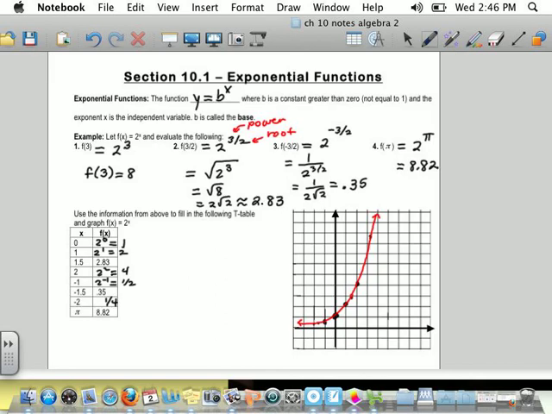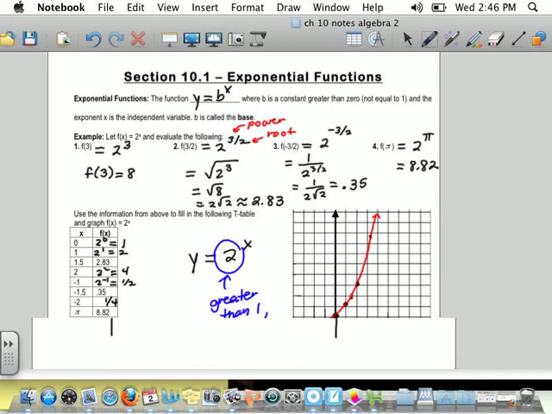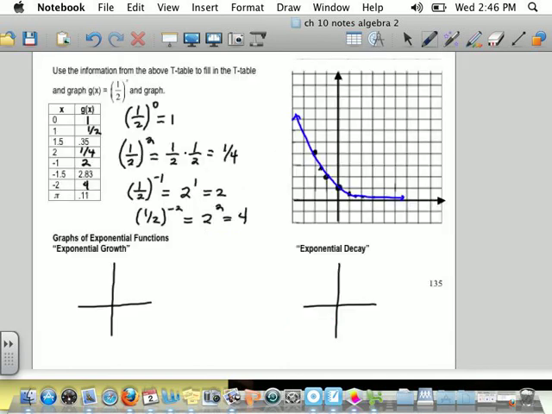So it goes up. Okay, but on the second one, when I had 1/2 to the x, that number that we had was between 0 and 1. So that's decay. In other words, it goes down. As I go to the right, it gets smaller and smaller and smaller.